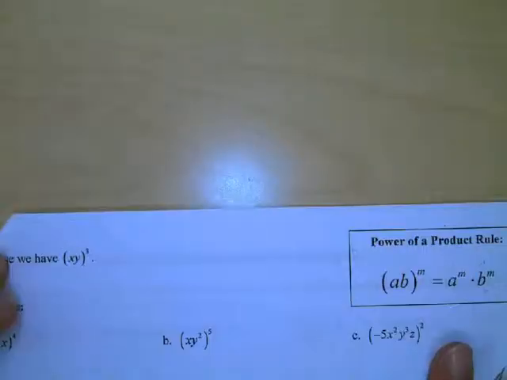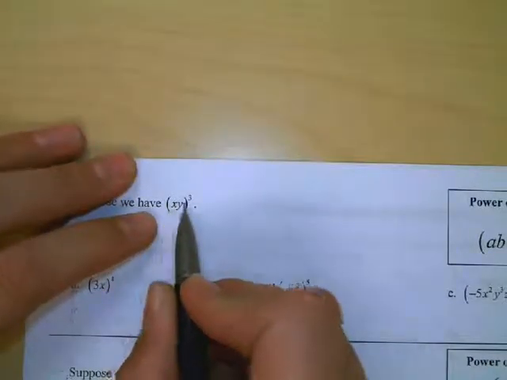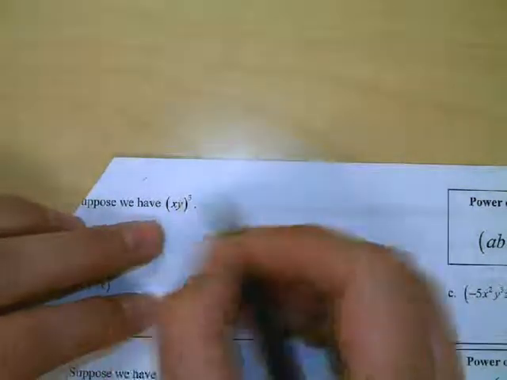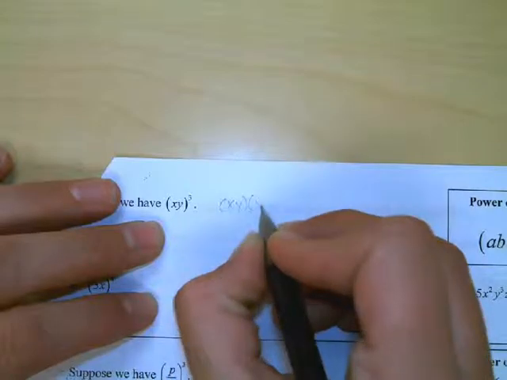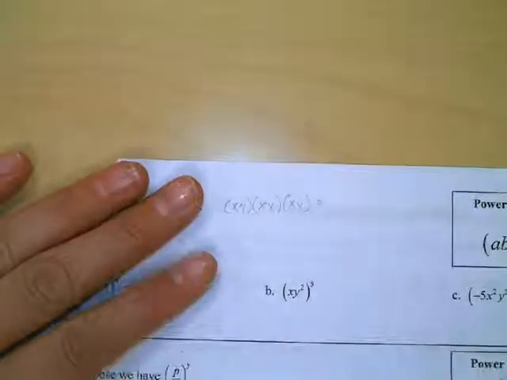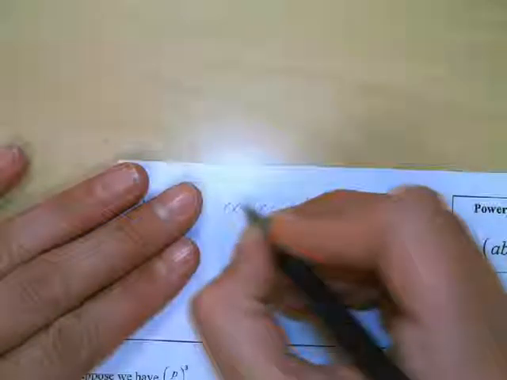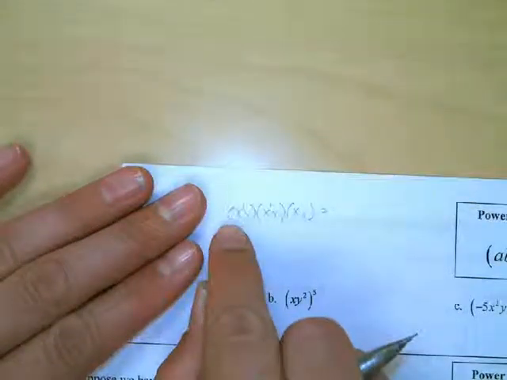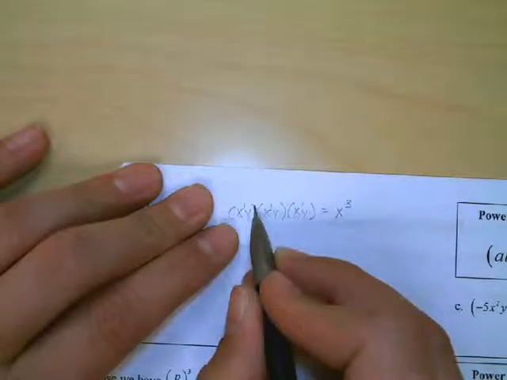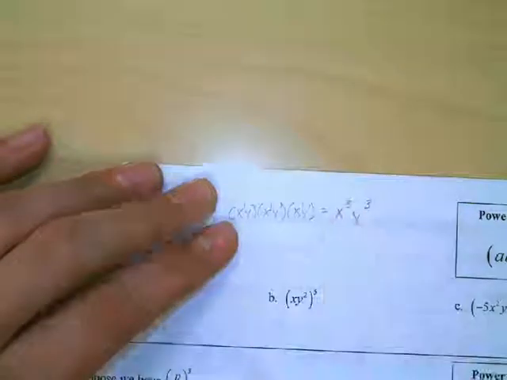Now the power of a product rule. So now I'm going to have multiplication inside. This means x times y, or however many things I have inside. If I write this out, this would mean xy times xy times xy. Going back to the product rule, if I multiply bases, I add exponents. So x to the first power, three times, 1 plus 1 plus 1 is 3, so that would be x to the 3rd power. And then y to the first power, three times, is y to the 3rd power. So x cubed, y cubed.